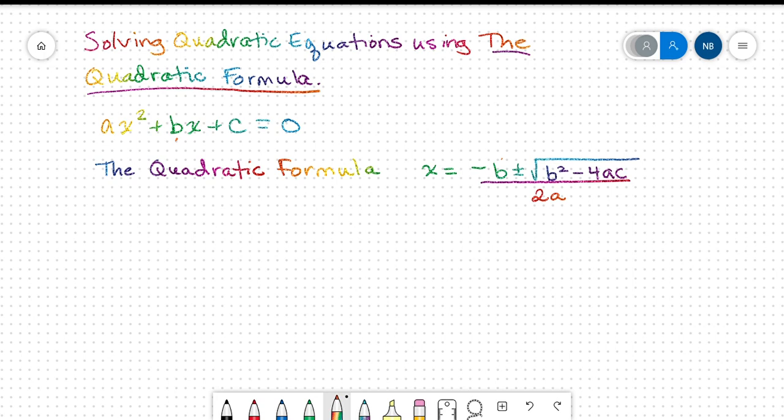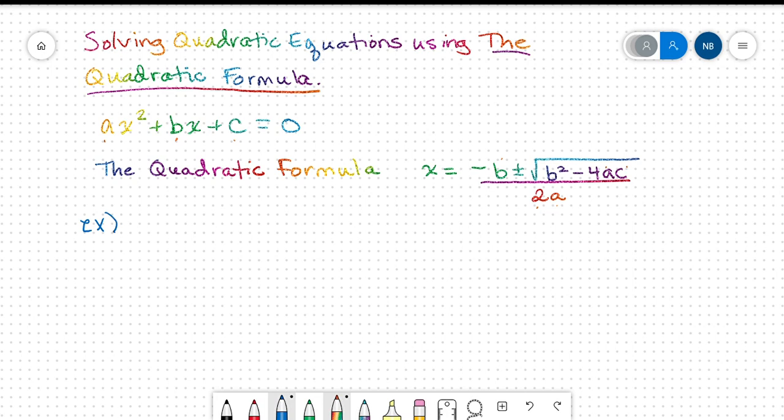A is the leading coefficient on x squared. C is the constant term, which is the number that has no variable. The 2 is magically just part of the formula, and A, again on the bottom, is that leading coefficient. So let's apply this to some examples.